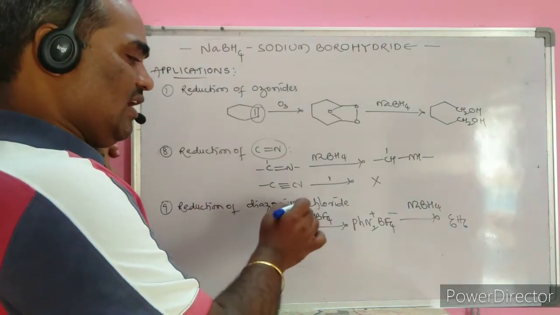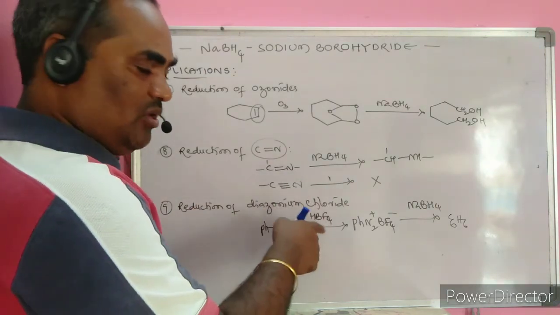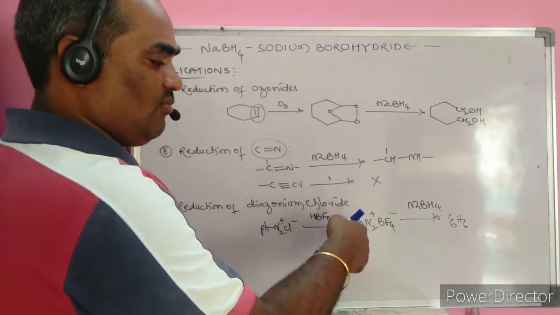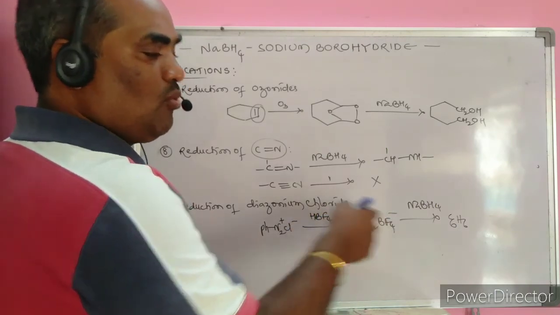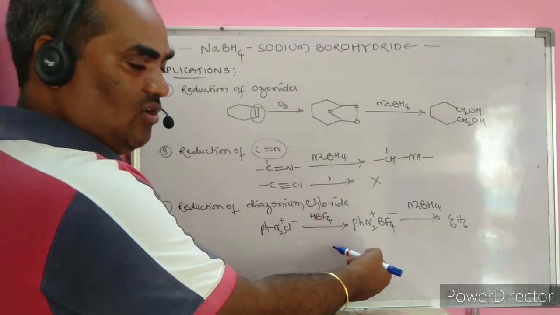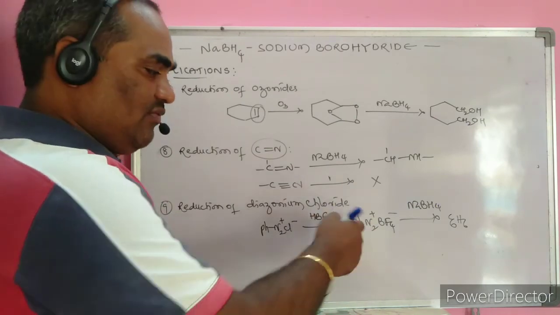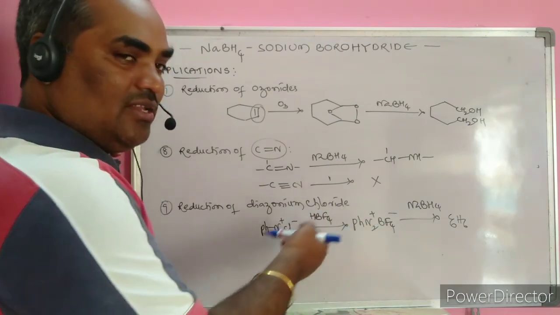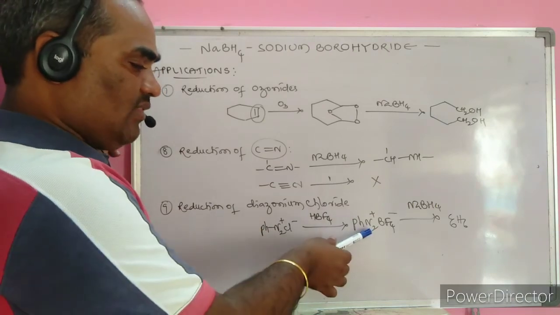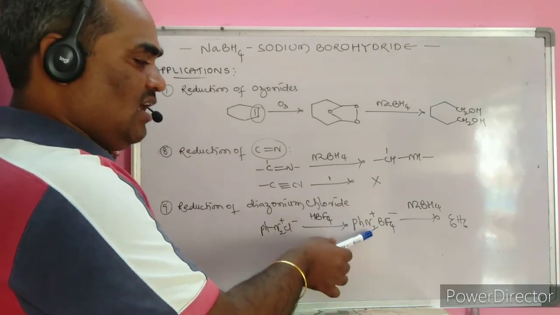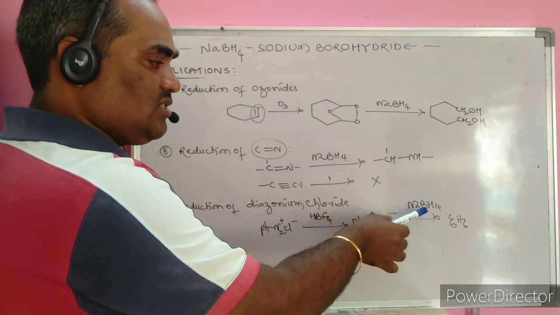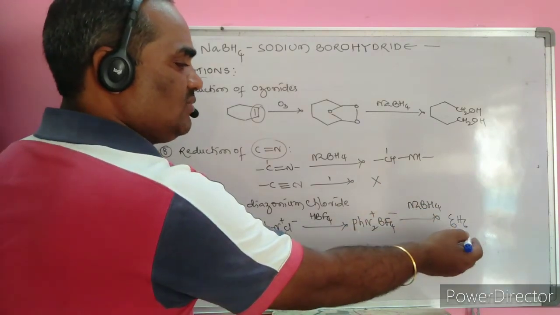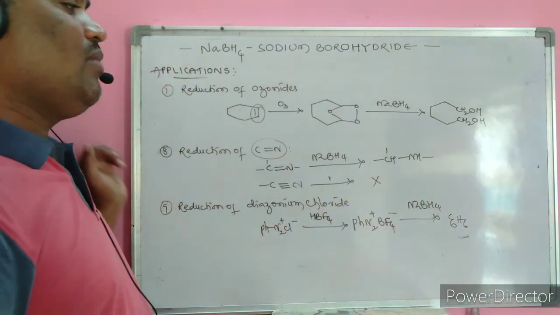Consider the reduction of diazonium chloride: benzene diazonium chloride with HBF4 forms benzene diazonium fluoroborate. If it undergoes hydrolysis, we get a special method for the preparation of fluorobenzene, which we call the Balz-Schiemann reaction. Again, if it is reduced using sodium borohydride, it forms benzene, a parent aromatic hydrocarbon.